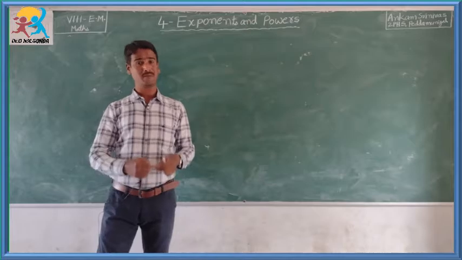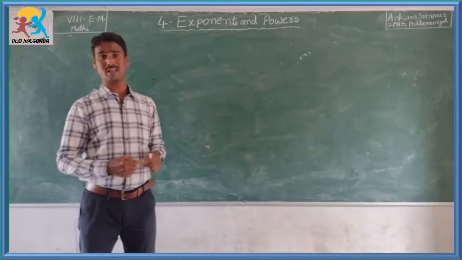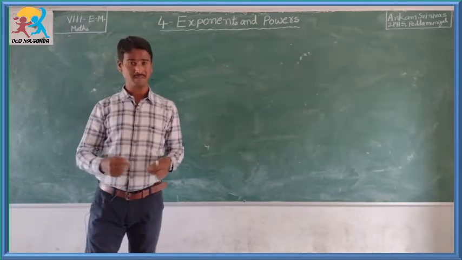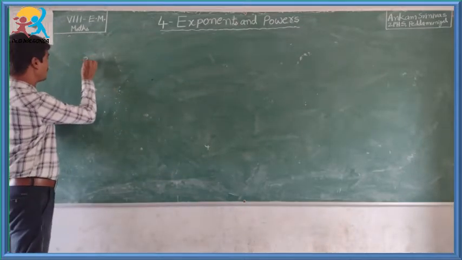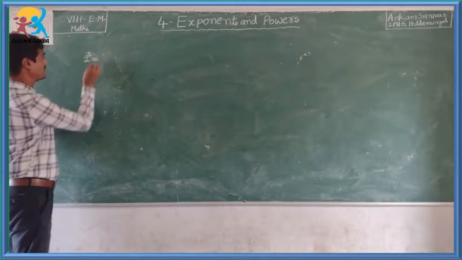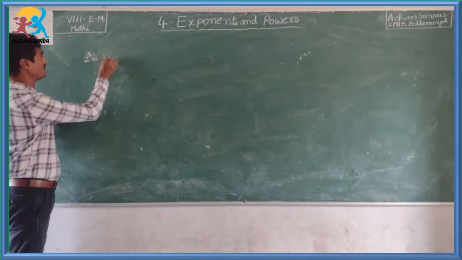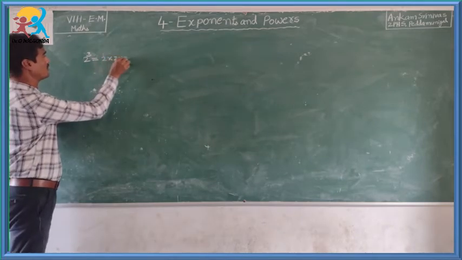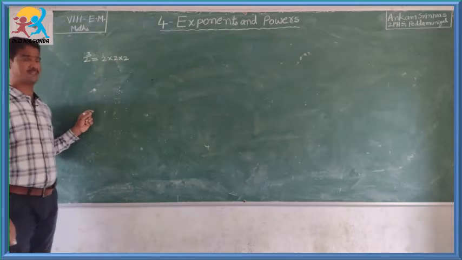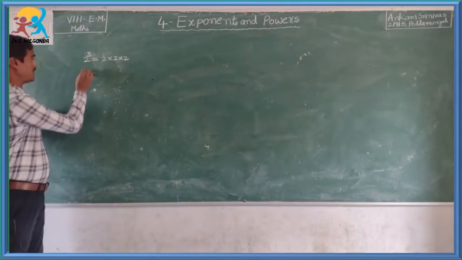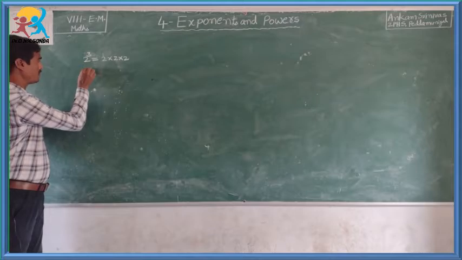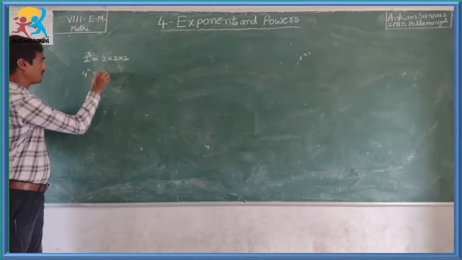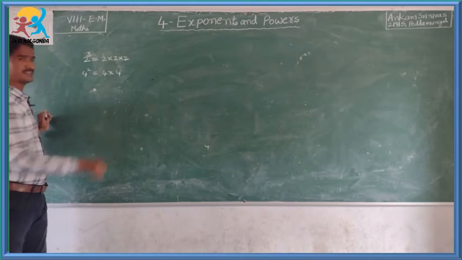Dear children, in previous classes we learned exponents and powers. What is the meaning of 2 power 3? This can be written as 2 into 2 into 2. We know this one. The exponential form of 4 power 2 is 4 into 4.